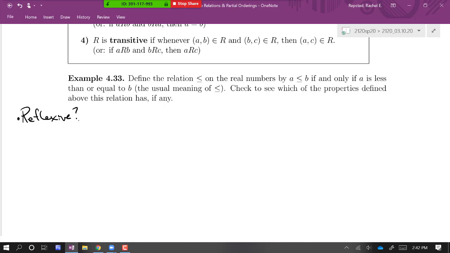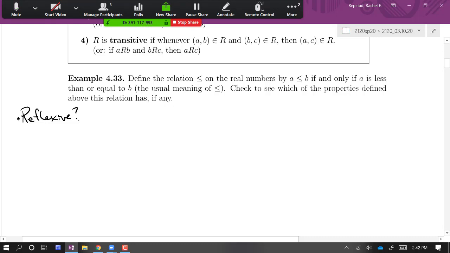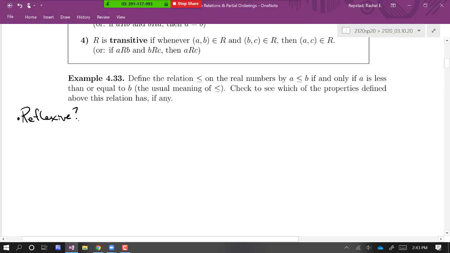It's really a one-liner. It's not like a big argument that we're going to need to make here. Is that all elements of A are related to themselves? Okay, I'll write this part of the proof. Yes, because for any real number, A is less than or equal to itself, right? Certainly because A is equal to A.